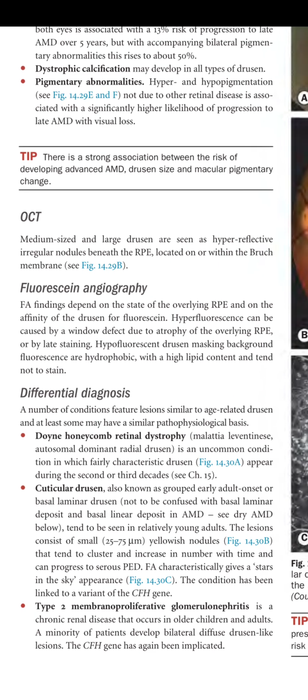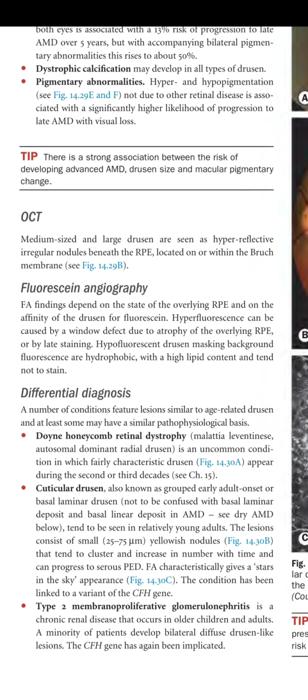Cuticular drusen, also known as grouped early adult onset or basal laminar drusen, not to be confused with basal laminar deposit and basal linear deposit in AMD, see dry AMD below, tend to be seen in relatively young adults. The lesion consists of small 25 to 75 micrometer yellowish nodules that tend to cluster and increase in number with time and can progress to serous PED. FA characteristically gives a star in the sky appearance. The condition has been linked to a variant of the CFH gene.